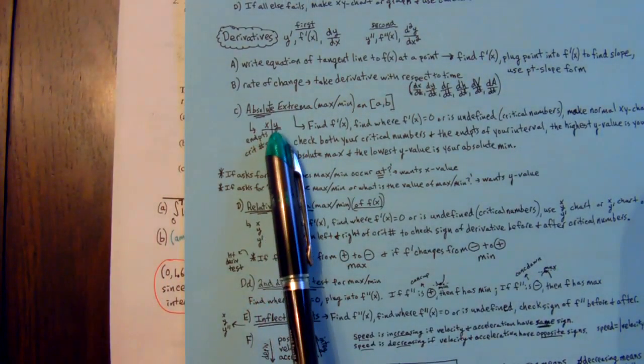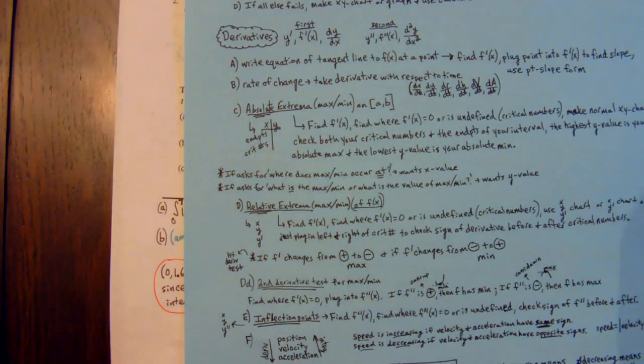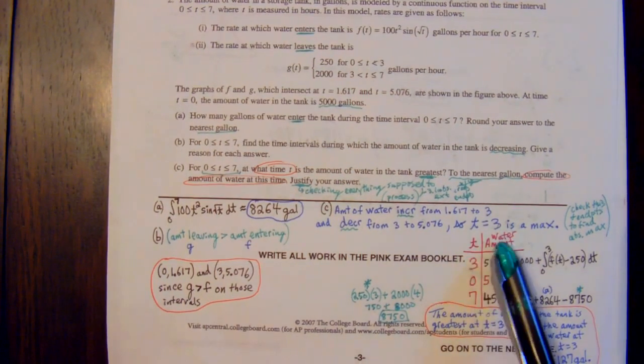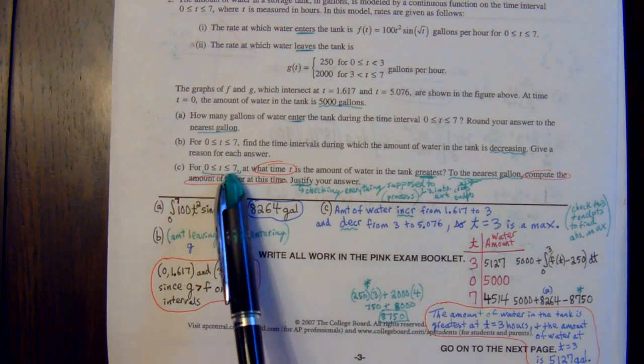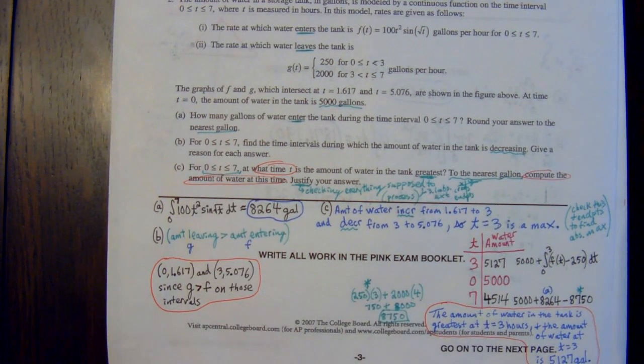We're about to make an XY chart, and you need to check the endpoints of your interval and any critical numbers. That's why I'm making an XY chart, a T versus total amount of water chart. I've got to check the endpoints of my interval, that's between 0 and 7, so I got those in there. And I need to get the critical numbers.